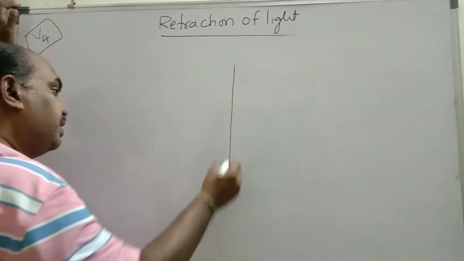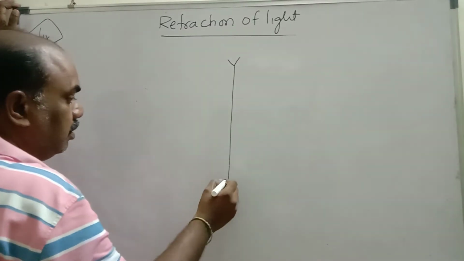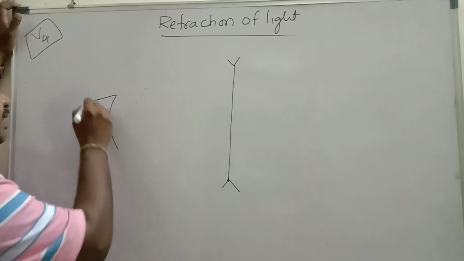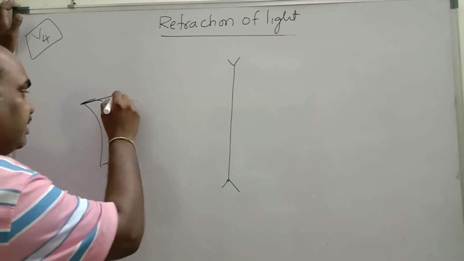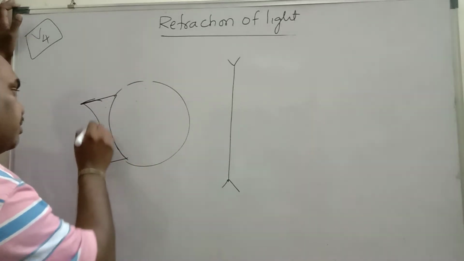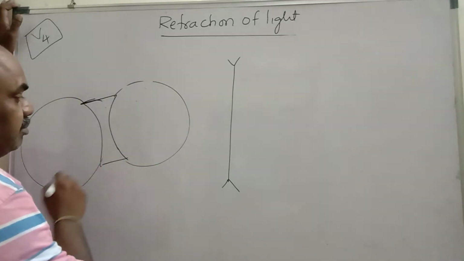See, this is a biconcave lens. We know that a biconcave lens consists of two curved surfaces, thinner in the middle and thicker at the edges. This curved surface is extracted from a sphere.